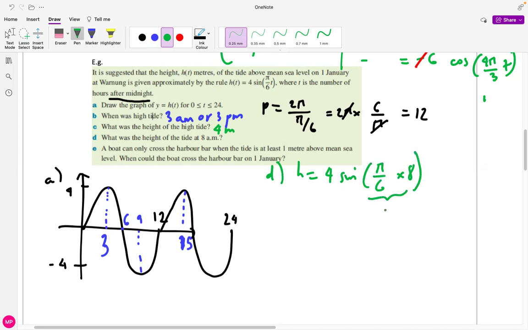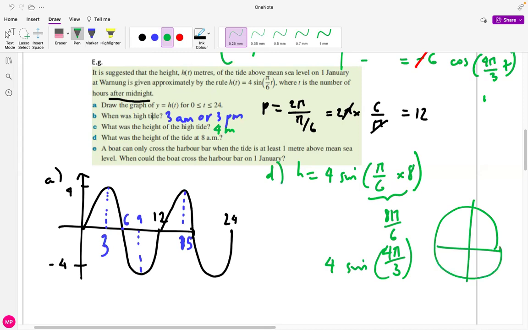Pi over 6 times 8 is 8 pi over 6, which is 4 pi over 3. Okay, so you do 4 times sin of that. Sin of 4 pi over 3, if you think about the circle, pi over 3 is 60 degrees. That's pi over 3. 4 pi over 3 is on the other side. 60 times 4 is 240 degrees. If we make it in degrees, that's 240.